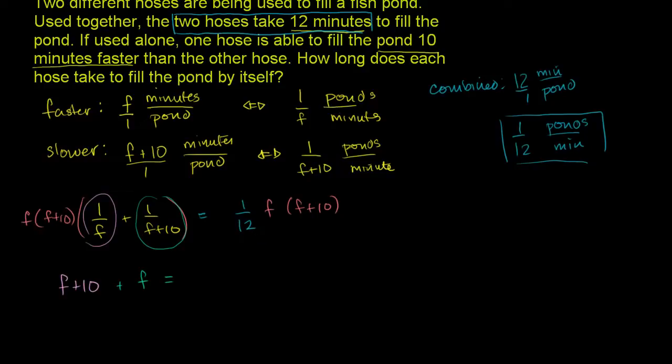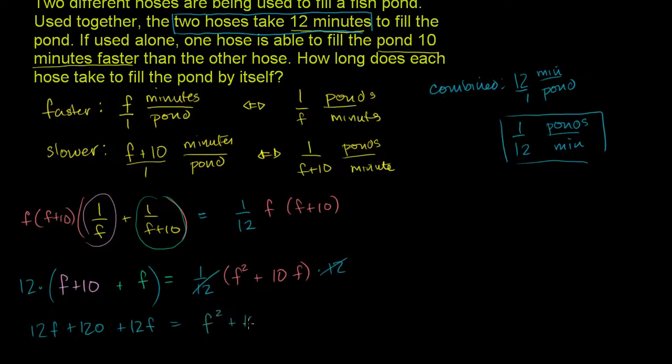So let's just say this is going to be equal to 1 over 12 times f squared plus 10f. F times f is f squared. And now let's just multiply both sides of this equation by 12. I could have done it in the last step so that we don't have any fractions. And so the left-hand side, we get 12 times f, we get 12f plus 120 plus 12f. The right-hand side, that and that cancels out, and you are left with f squared plus 10f.